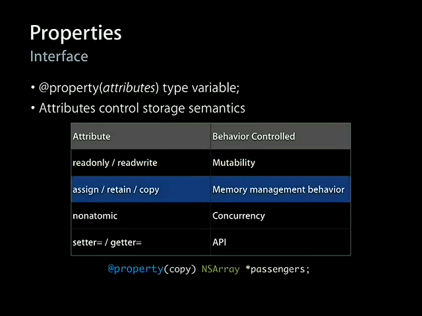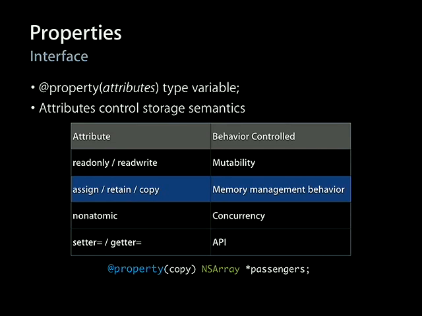Assign, retain, copy, these are the memory management behavior controls. So in this case, we have a passenger's property. It's of type NSArray. By providing the copy attribute, that will be copied when it is assigned. Now, the difference between an assign and retain is a GC versus non-GC issue.